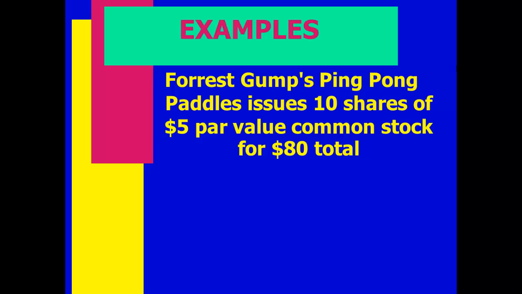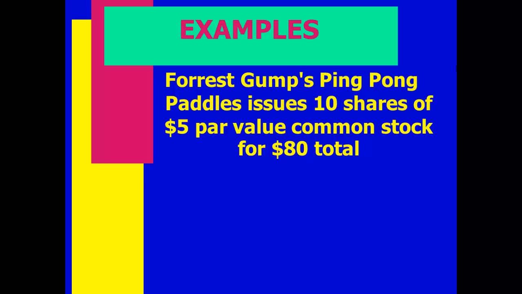Now let's issue 10 shares, $5 par value, common stock for $80 in total. I didn't tell you how much we issued it for per share. Well, 80 divided by 10 says I must have gotten how much per share? $8. And it has a par value of 5. I want you to make that entry for me, please.